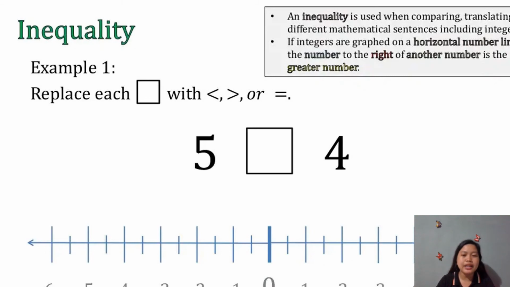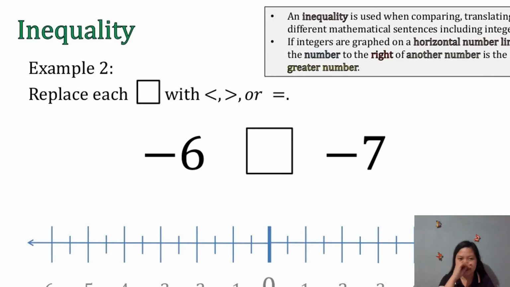So an example. Replace each box with less than, greater than, or equal. So we have 5 and then the box and 4. What is the answer? Of course, that's 5 is greater than 4.